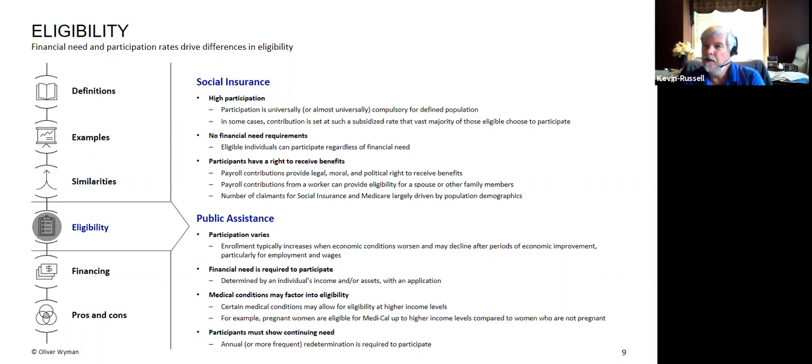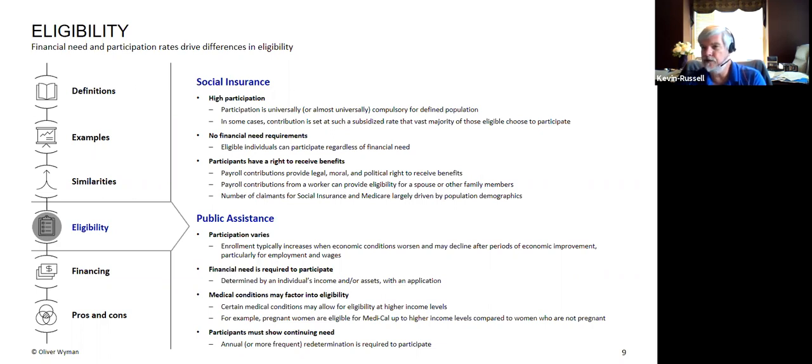Okay. For public assistance, participation can vary. Enrollment typically increases when economic conditions worsen and may decline after periods of economic improvement, particularly in employment levels and wages. The COVID-19 restrictions in 2020 on business resulted in many people losing their employment, and many of these workers and their families became eligible for Medi-Cal.